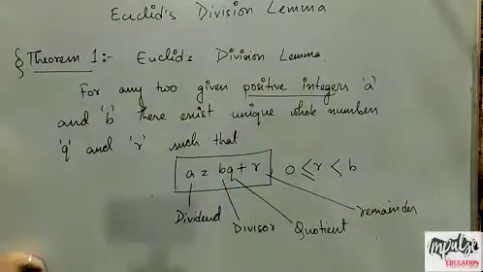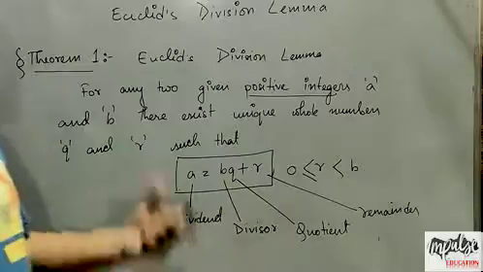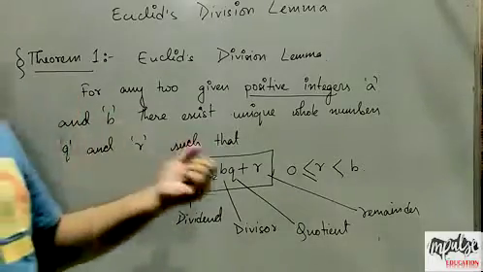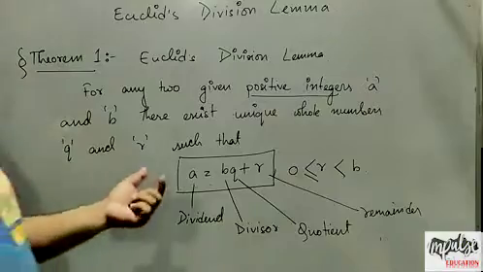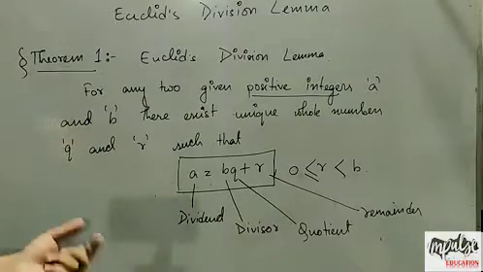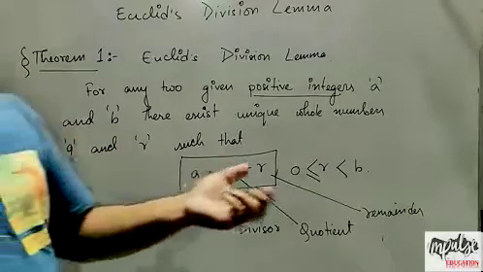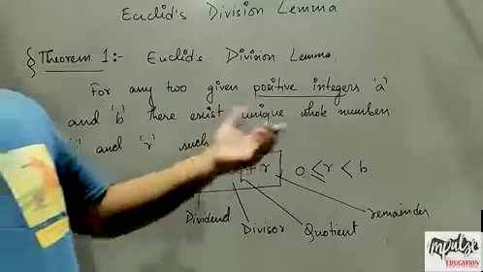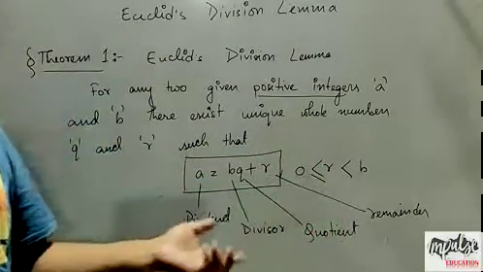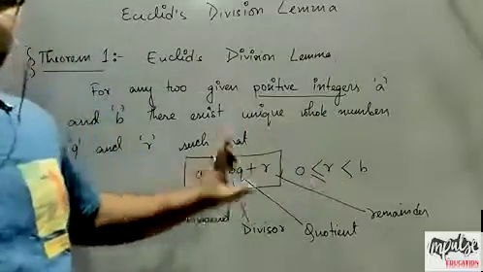So now we will be using this basic theorem to find out the HCF. Okay, we will be using this to find out the HCF. Now what is HCF? HCF is the highest common factor. If you are given two numbers, among those two numbers you have to find out the highest common factor. That we will be doing in the chapter.